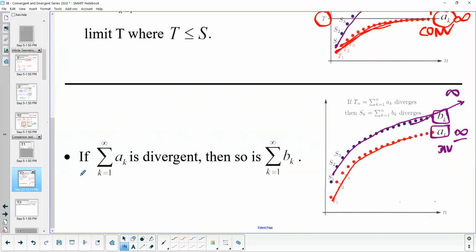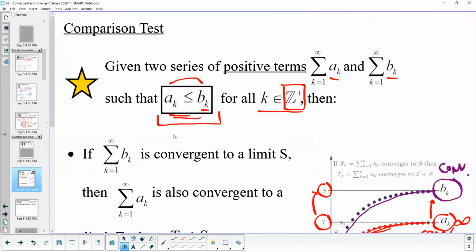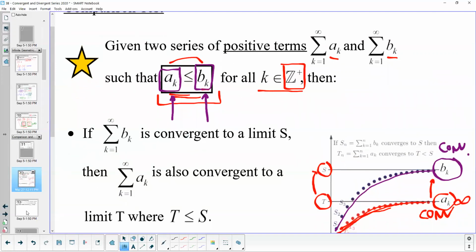And so the second part of this is if a sub k is divergent, then b sub k is also divergent. And so one of the tricky things we're going to find is when I ask you to evaluate series using the comparison test, you're going to have to determine whether the series that I give you is the a sub k or is it the b sub k. And you're not always going to know. And we'll talk as we get a little further into this section, how do you determine by looking at a series whether it converges or diverges?